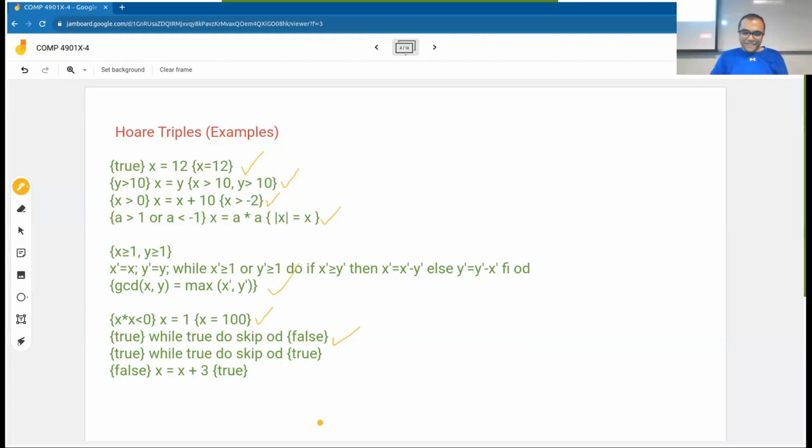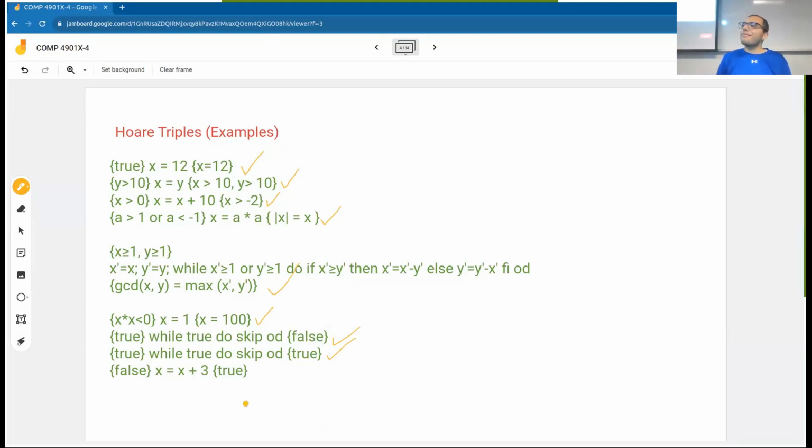Okay, how about this one? True, while true, do skip, true. It is valid, also because it doesn't terminate. So generally, our Hoare triples don't tell us anything about programs that don't terminate. Termination is the biggest problem in all of program verification. You always have this issue. How about this last one?